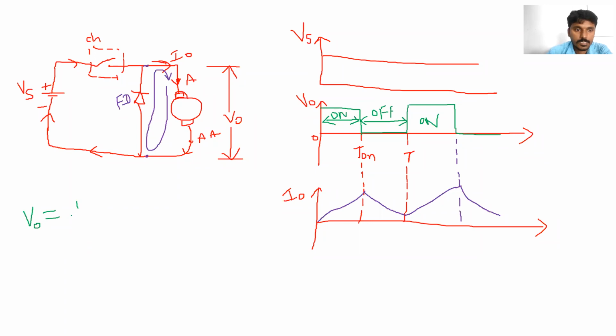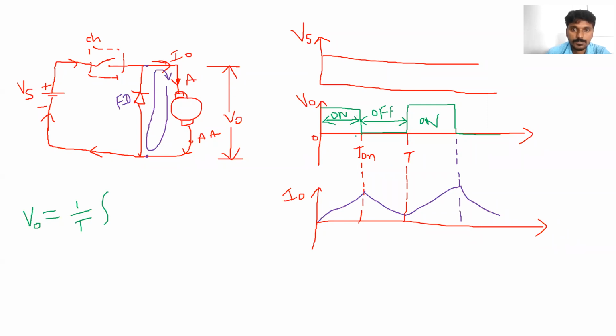1 by T. Why did we write 1 by T? Only one pulse is present, from 0 to the total time period. So the total time period is T on plus T off. So we are going to integrate this waveform.